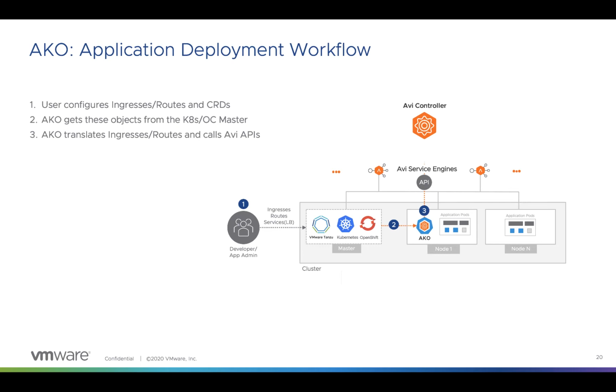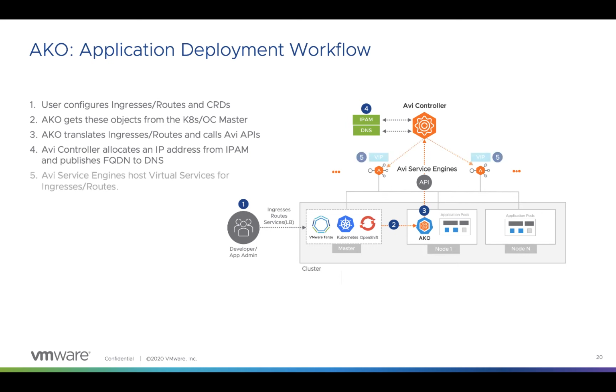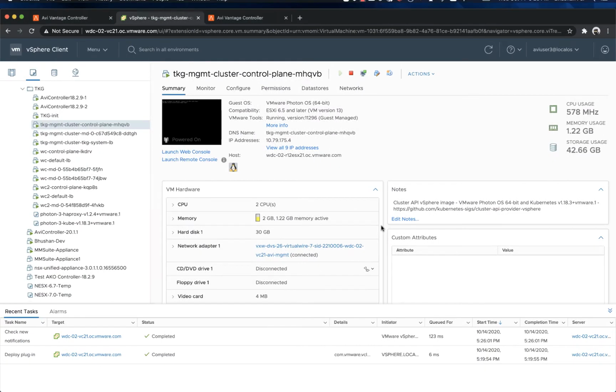It translates these ingresses, routes, and load balancer type services to Avi virtual services and configures them on the Avi controller using REST APIs. The Avi controller then gets an IP address from the inbuilt IPAM, publishes the FQDN of the ingress to the DNS, and places the VIP on the required service engines, which provide the load balancing. Before we discuss this any further, let's move on to a demo.